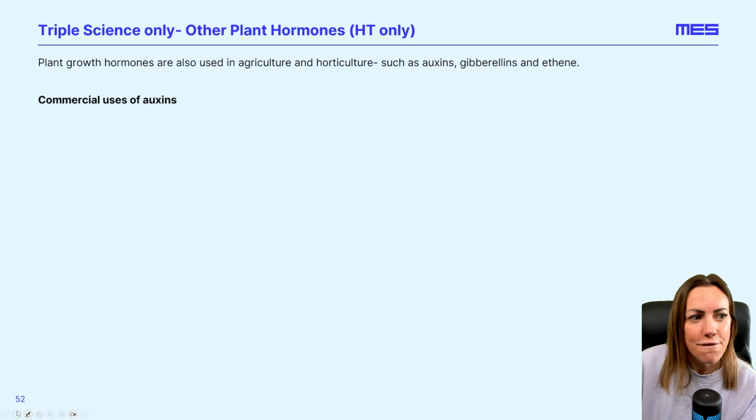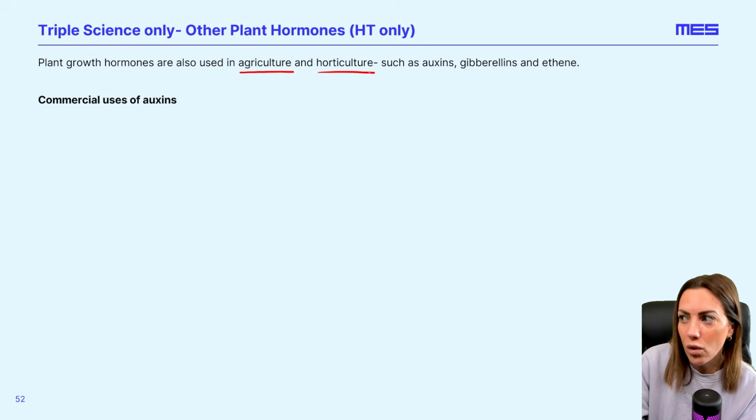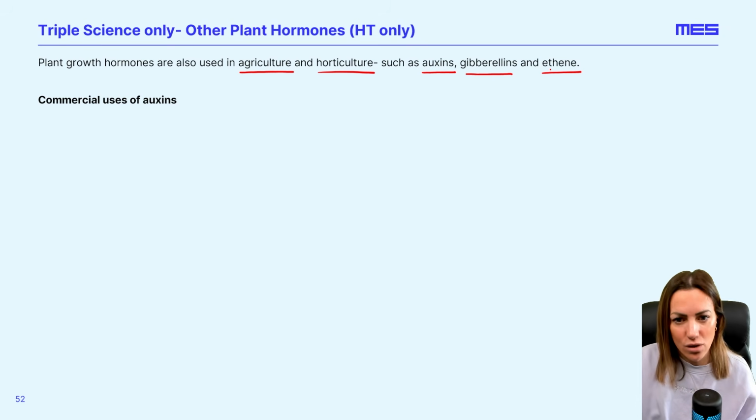Okay, final thing, and this is higher tier only in Module 5. We've spoken about auxin as a plant hormone, but there are other plant hormones, and we need to look at how they are used in agriculture or farming and horticulture or gardening. So we're going to look at commercial uses of auxins, but we're also going to look at two other plant hormones, gibberellins and ethene. Now, obviously, we've already looked at auxins.